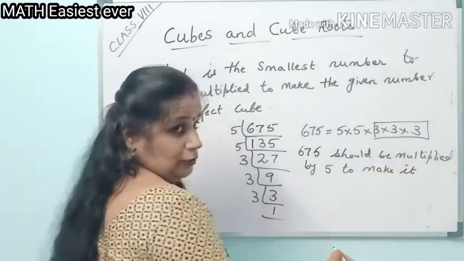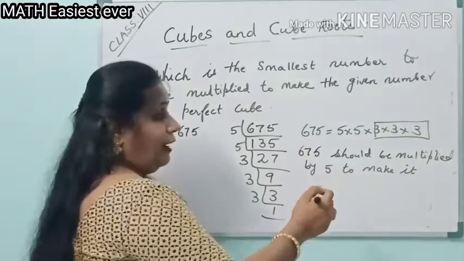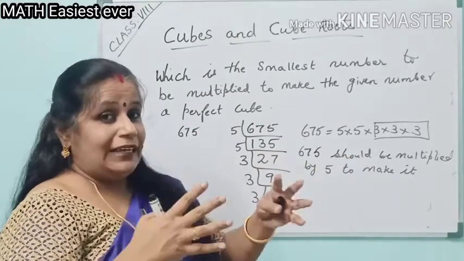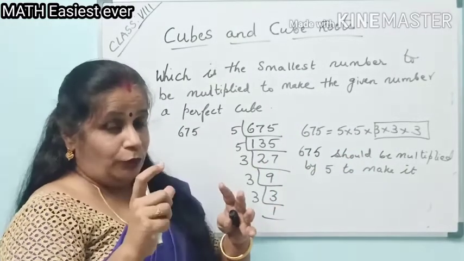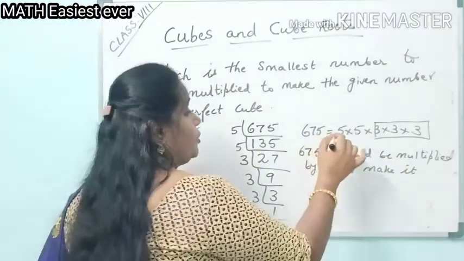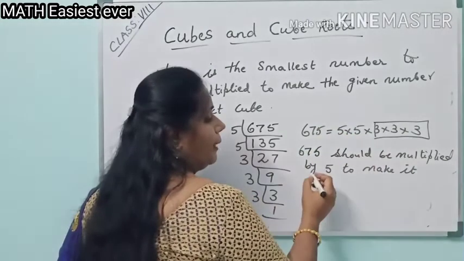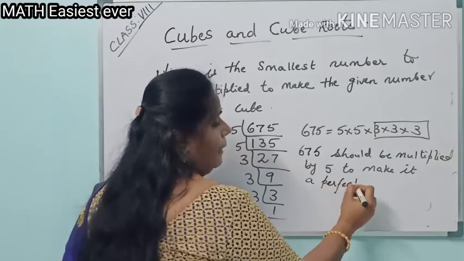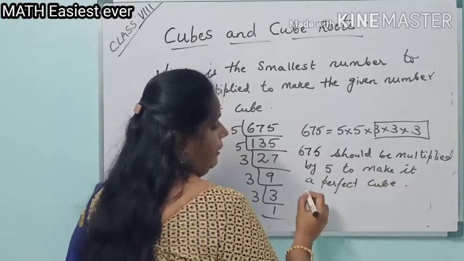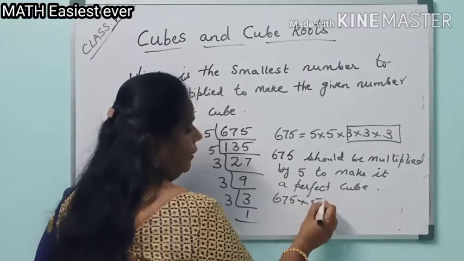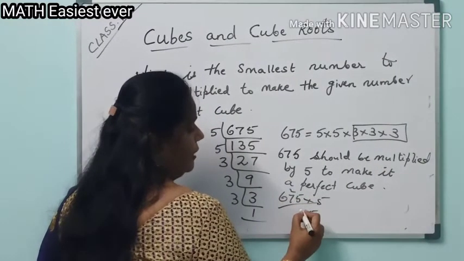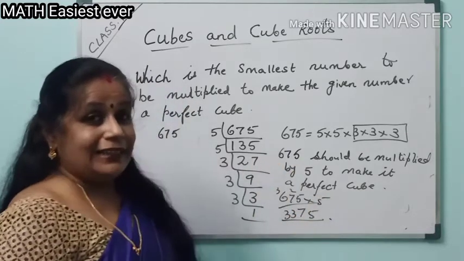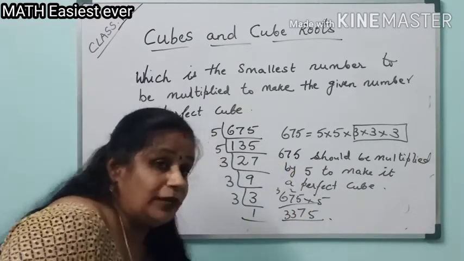So you have understood this clearly now. When you prime factorize 675, you got only 2 5s. Only with 3 5s can you make a group to get the cube root. So what should be multiplied? 675 should be multiplied by 5 to make it a perfect cube. When you multiply 675 with 5, what do you get here? 5 5s are 25, 5 7s are 35, so you get 3375.